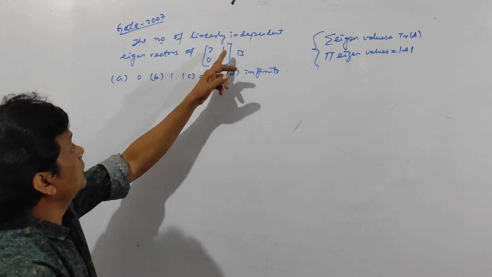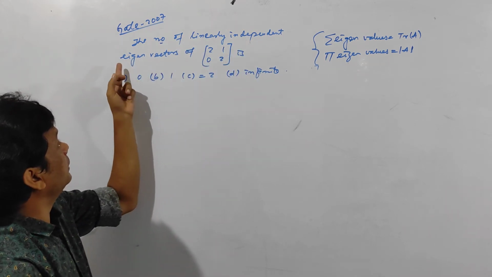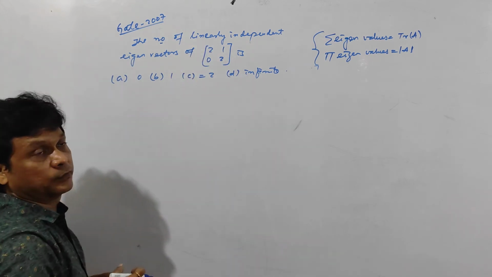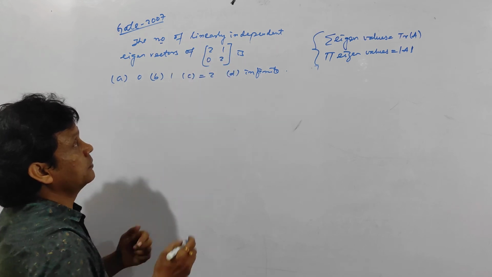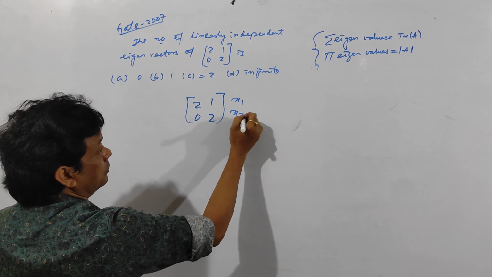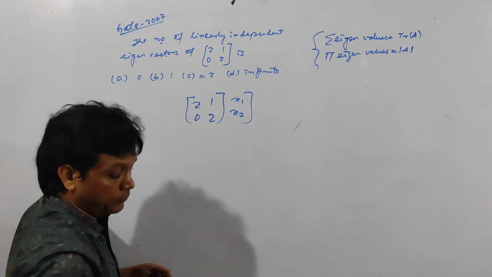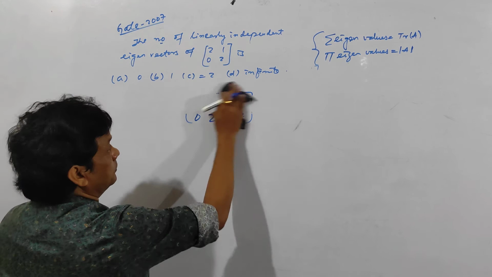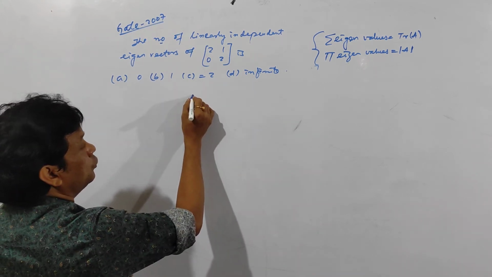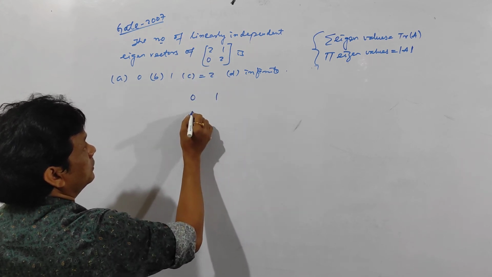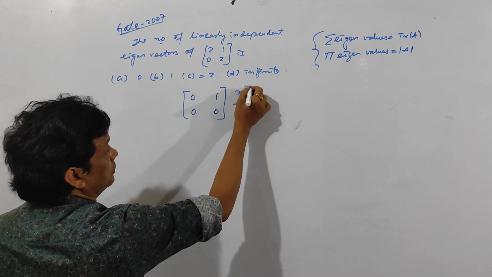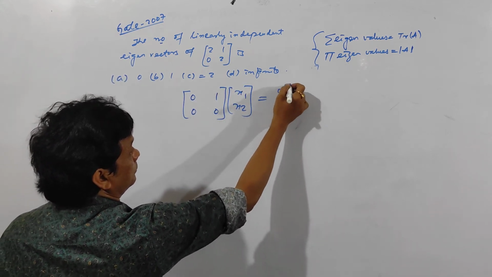And here you want to find the number of linearly independent eigenvectors of this one. First of all, the eigenvalues are 2. It is an upper triangular matrix: 2, 1, 0, 2. This is x1, x2. I am writing directly A minus lambda I, and here lambda is 2. So 2 minus 2 is 0, 1, this is 0, this is 0, into x1, x2 is equal to 0, 0.